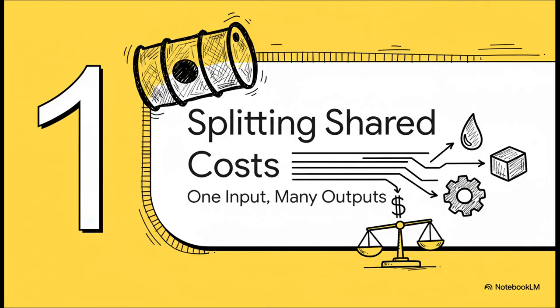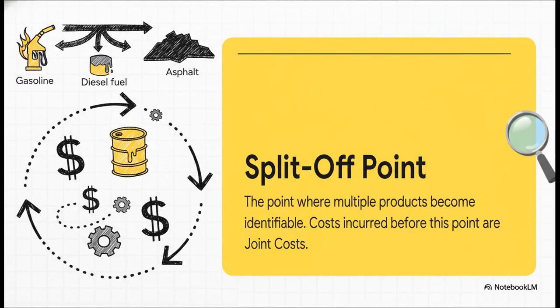All right, so let's tackle this thing head on. Our first big challenge is this. How in the world do you split the cost of one single input, like our crude oil, when it creates a whole bunch of different products? Accountants have a specific name for this. That exact moment when gasoline, diesel, and asphalt suddenly become their own separate identifiable things, that's called the split-off point. And here's the key. Every single dollar spent before that point is what they call a shared or joint cost.